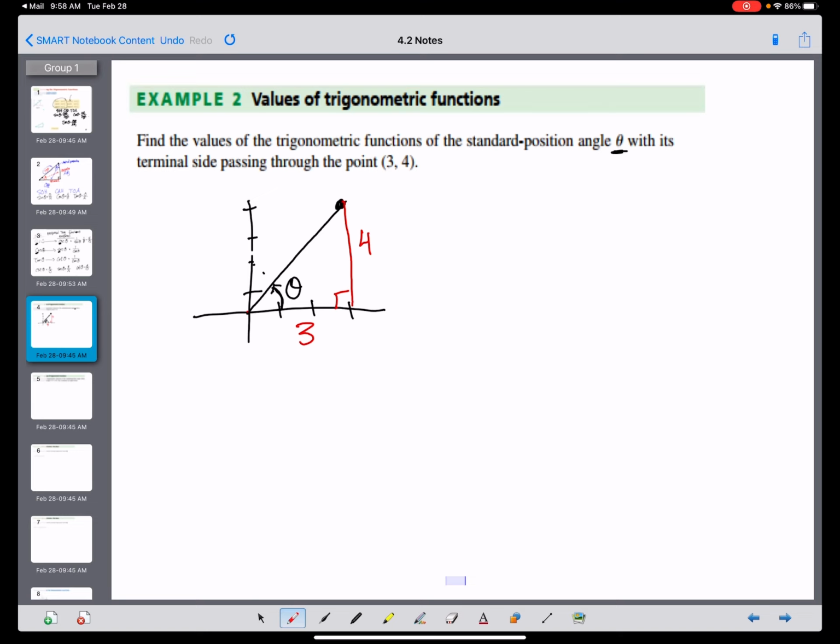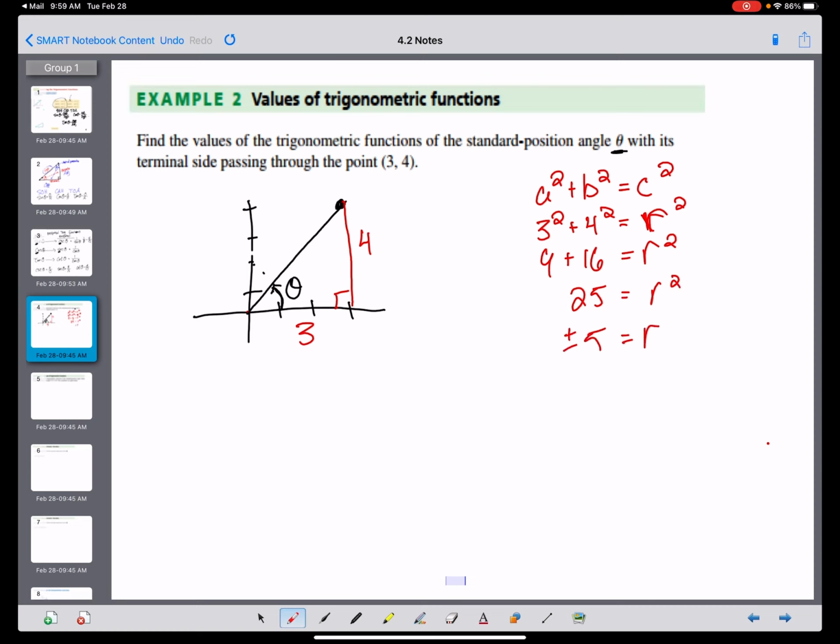I know with any right triangle, I can always use the Pythagorean theorem. And it says that a squared plus b squared equals c squared. You should know how to use this by this point, so I'm just going to go ahead and plug stuff in. 3 squared plus 4 squared is equal to r squared, where r is normally how they denote the hypotenuse. So this is 9 plus 16 is equal to r squared. That's 25 is equal to r squared. You take the square root and you get r is equal to plus or minus 5.